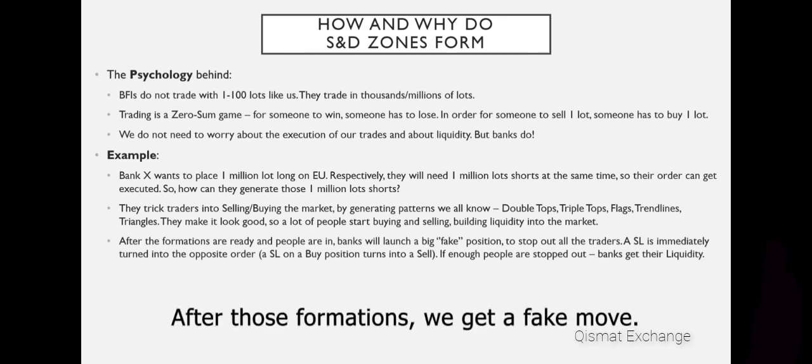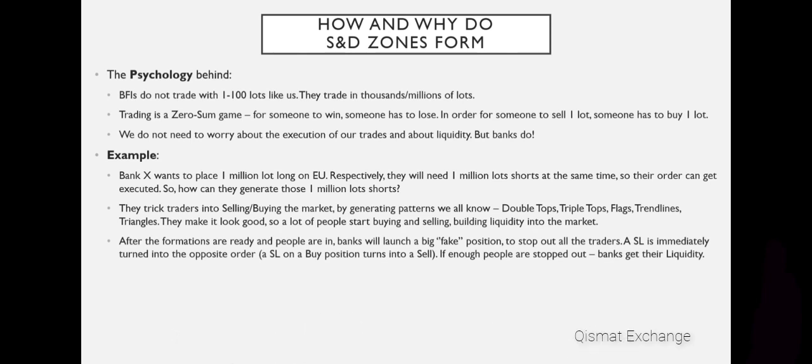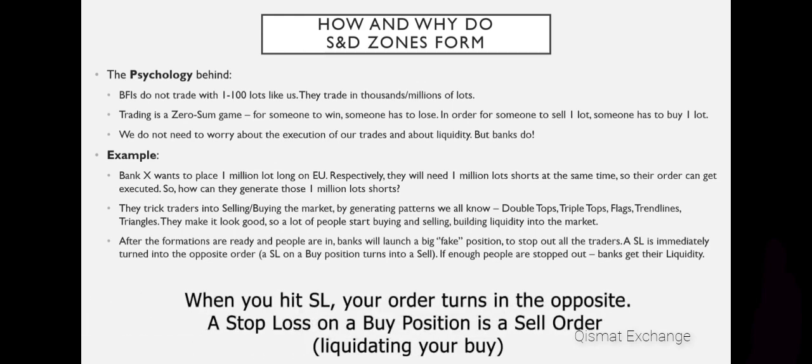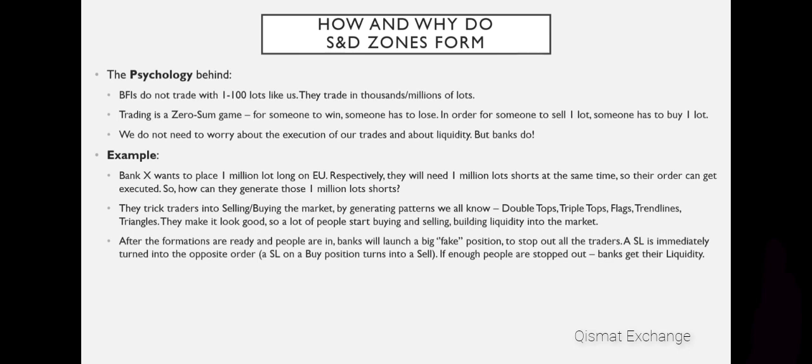fake position. And what this fake position does, it stops out all the traders. It is very important to understand that when you get a stop loss, your order automatically turns into the opposite order. So a stop loss on a buy position, so if you take a long trade right now and you get a stop loss, then immediately after hitting stop loss, you turn into a sell. You pretty much sold what you bought, right? So if enough people are long, for example, and all of those people are stopped out, they pretty much offer those sells to the bank who wants to buy, right? And this is how banks get their liquidity.